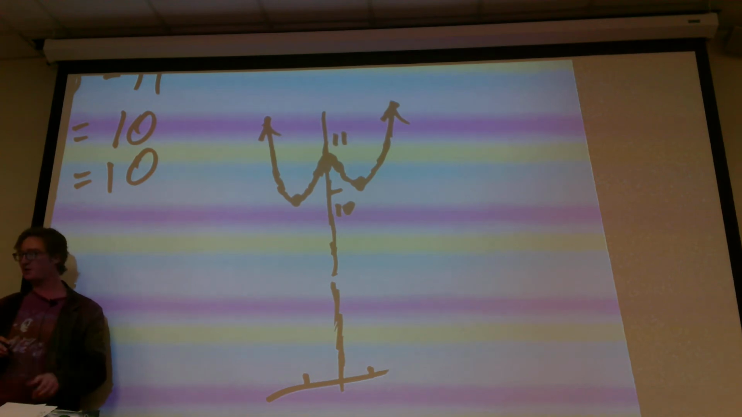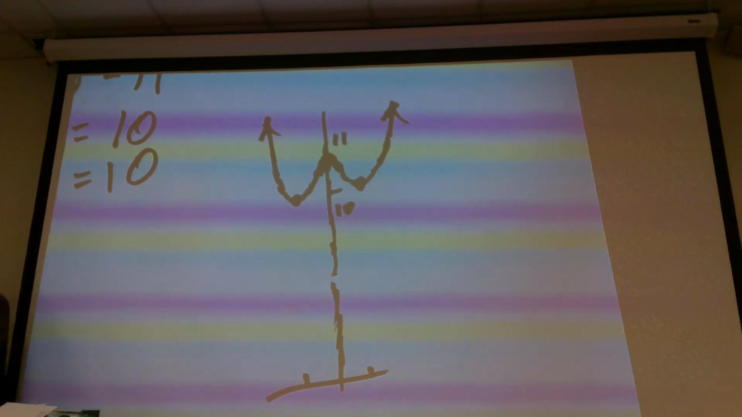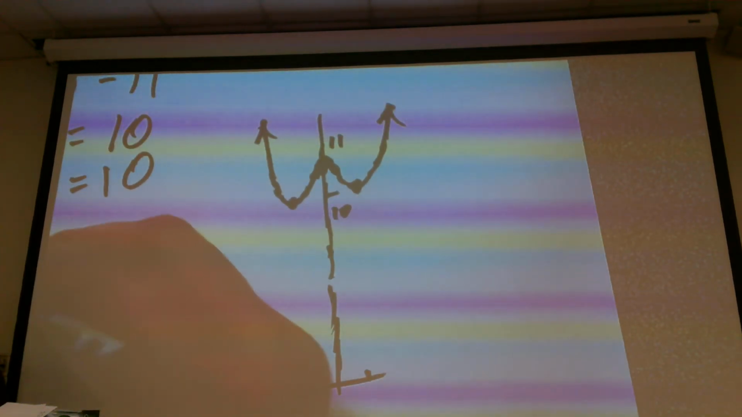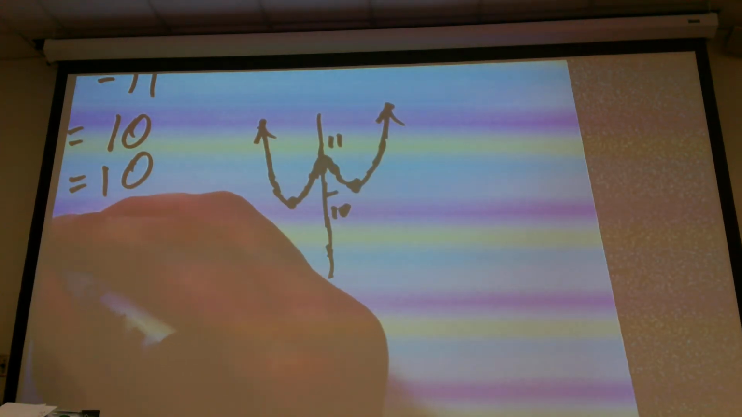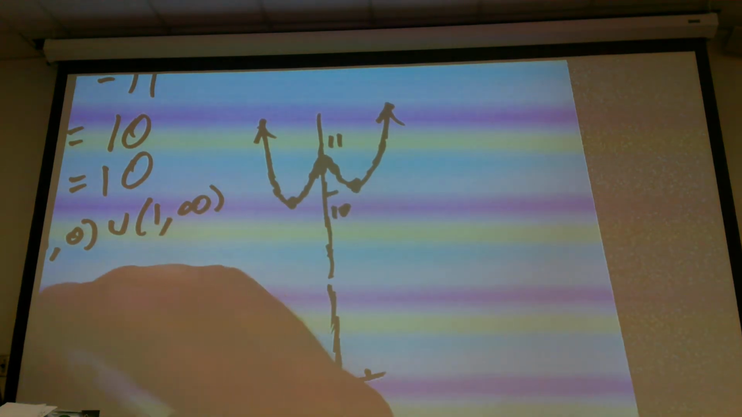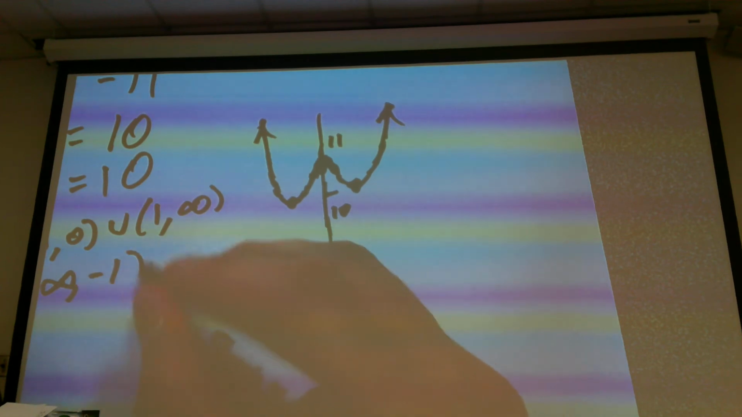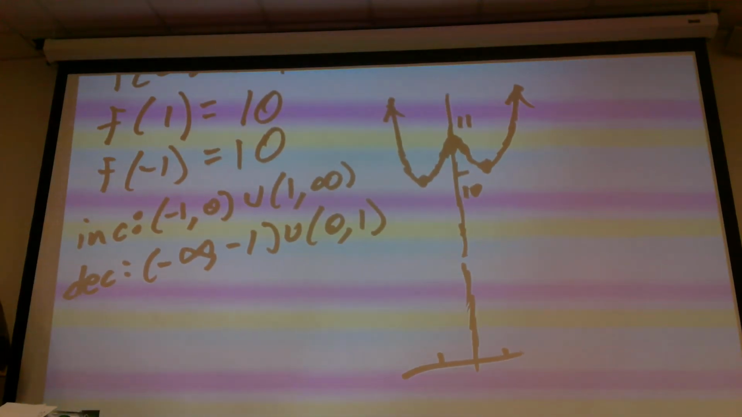Then we can ask the question, where is it increasing, where is it decreasing, and what is the concavity? So for increasing, this would be negative 1 to 0, and then union 1 to infinity. And for decreasing, that would be negative infinity up to negative 1, and then union 0 to 1. If you look at the graph, that should make sense.